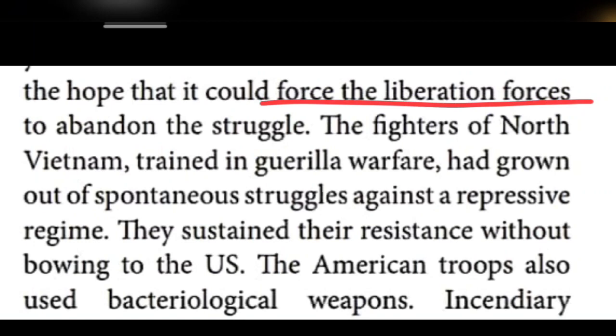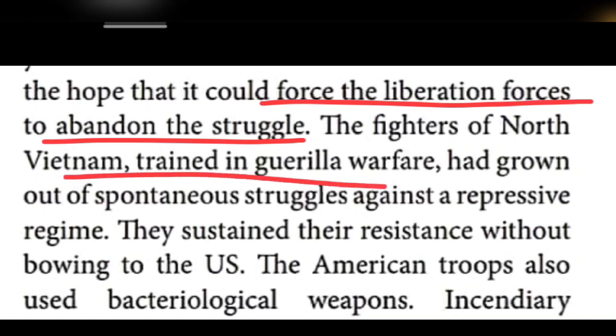Totally they were distracted, the liberation forces of Vietnam, to abandon the struggle. So the fighters of northern Vietnam were trained in guerrilla warfare. Guerrilla in the sense, what is that? They used to hide and then attack. Okay, hidden attack. So that is called guerrilla warfare.